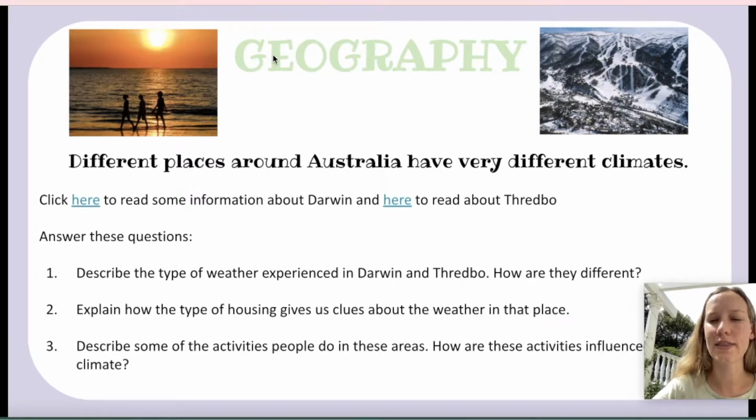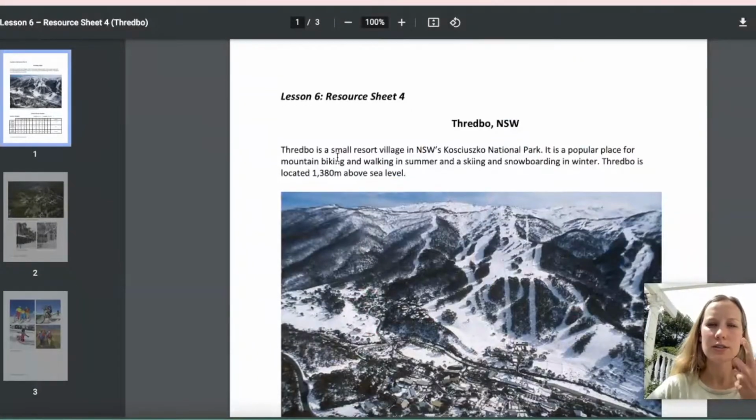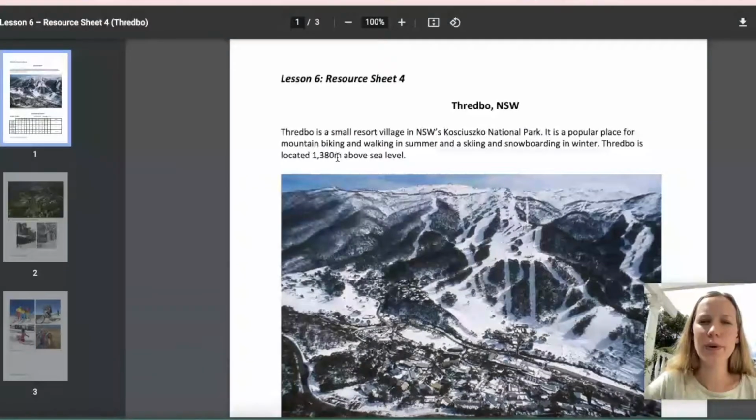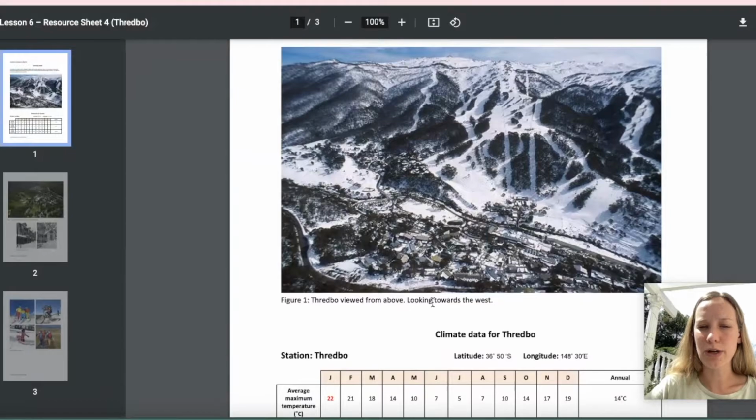Once you've had a good look at the information about Darwin, it's then time to read about Threadbow. So you can click on the link here to open up the information. I already have mine open. So it says Threadbow, New South Wales. Threadbow is a small resort village in New South Wales' Kosciuszko National Park. It is a popular place for mountain biking and walking in summer and skiing and snowboarding in winter. Threadbow is located 1,380 metres above sea level in the mountains. Threadbow viewed from above looking towards the west. There's a picture of what Threadbow looks like.